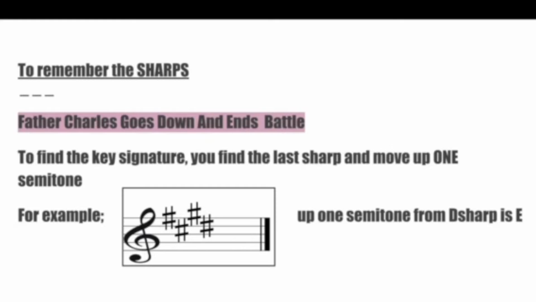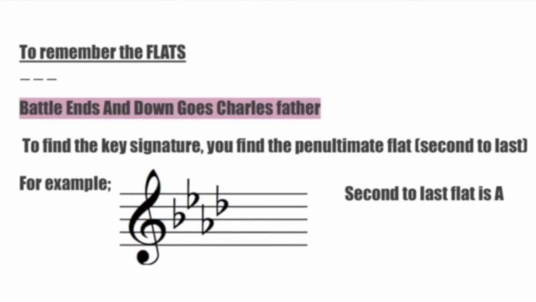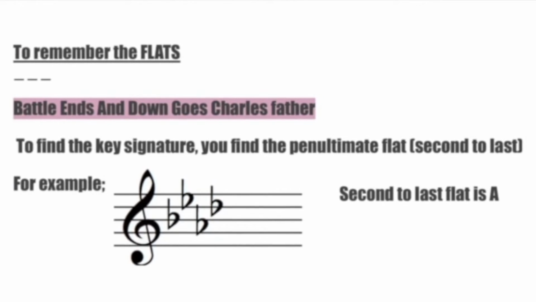To find the key signature, you find the last sharp and move up one semitone. For example, if you have 4 sharps, you know that the 4th sharp is D, and up one semitone from D sharp is E.